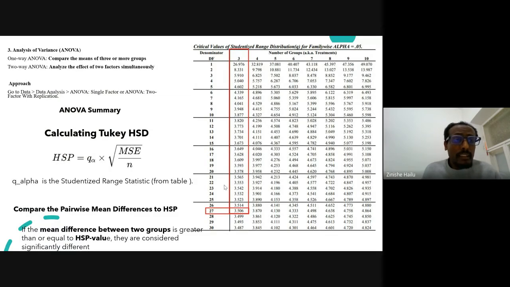The third part is ANOVA. ANOVA compares more than two groups, like three or more. If we consider one factor, we use the one-way ANOVA technique. If we consider two factors, we use the two-way ANOVA. This can also be done with the Data Analysis tool add-in of Excel.